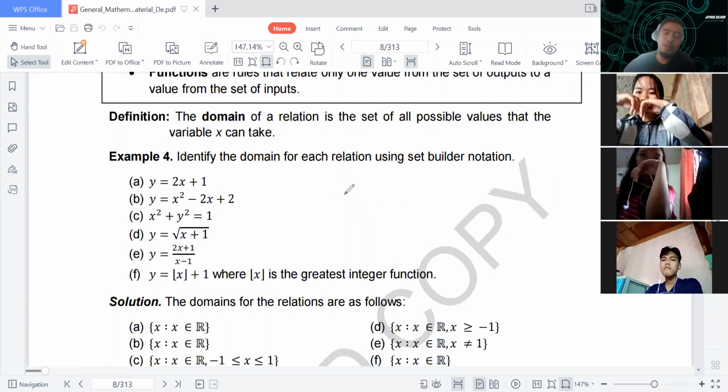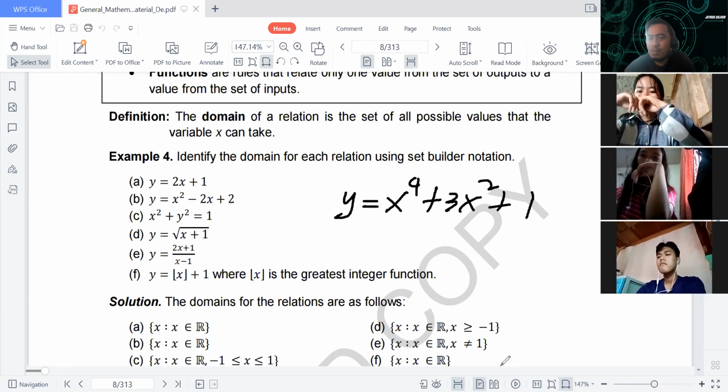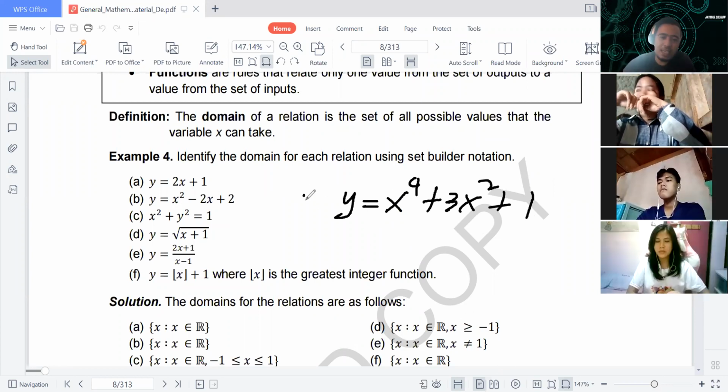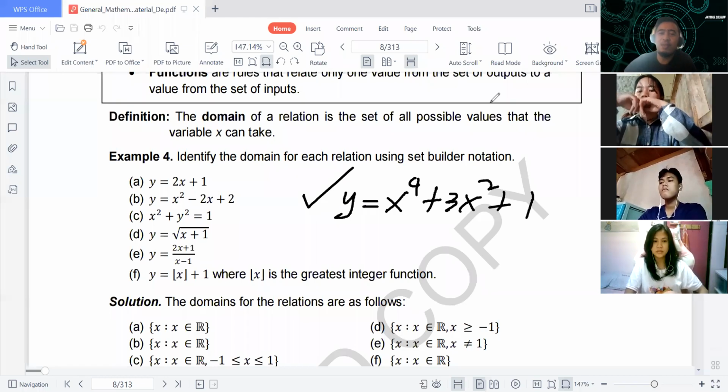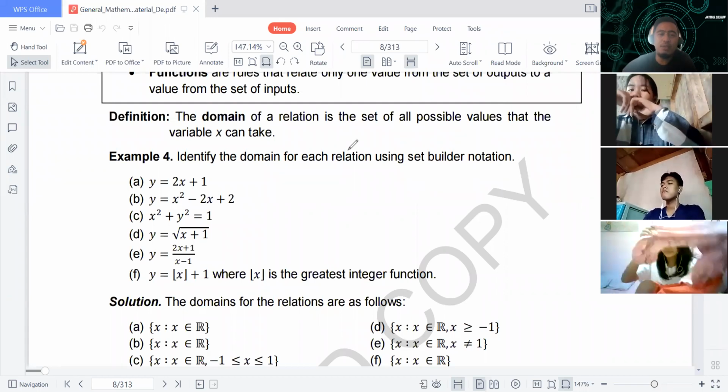Say for example, I will give you y equal to x to the 4th plus 3x squared plus 1. Is it a function? Yes, it is a function because the exponent of y here is 1 and 1 is odd. Clear? Very good. That is the way to determine whether a given equation is a function or not.